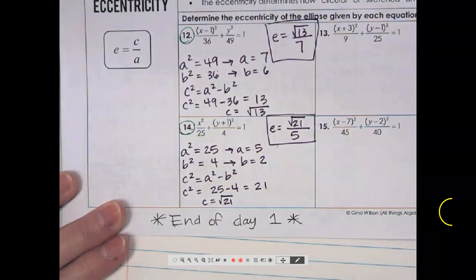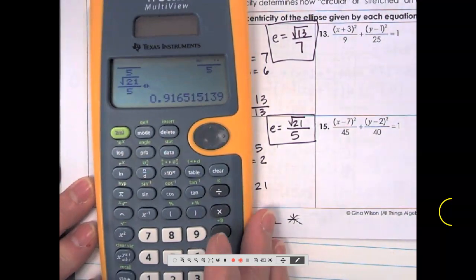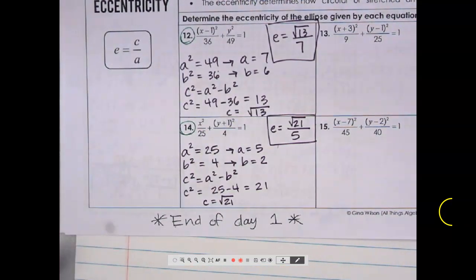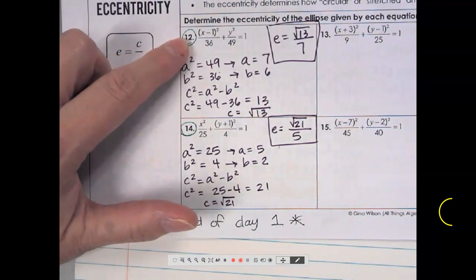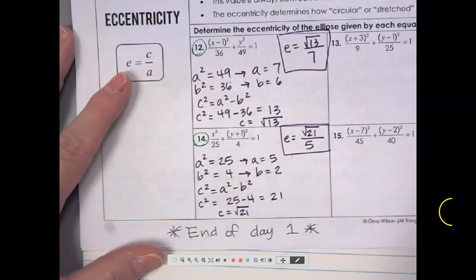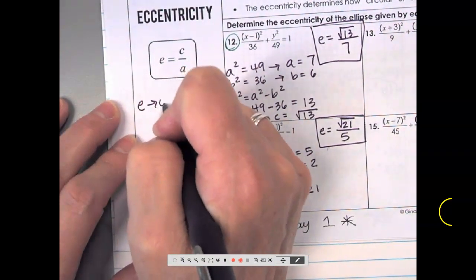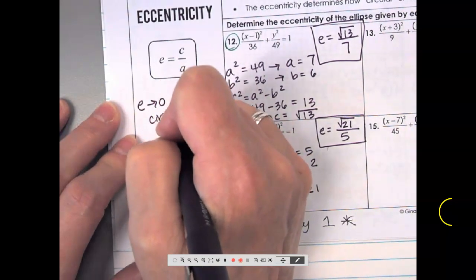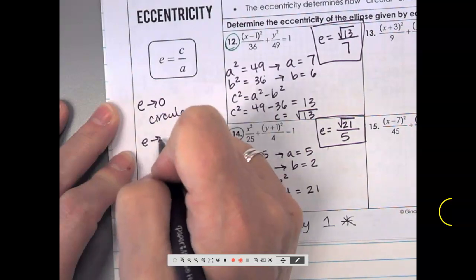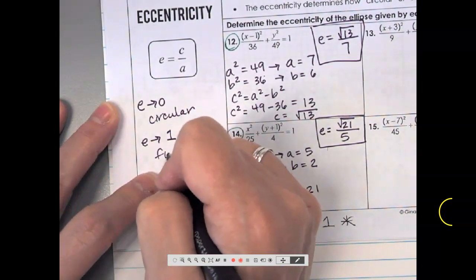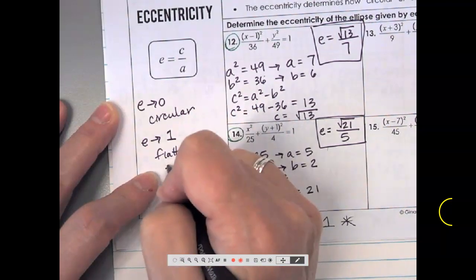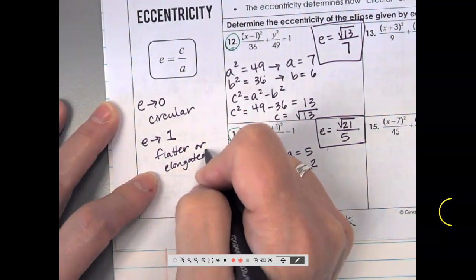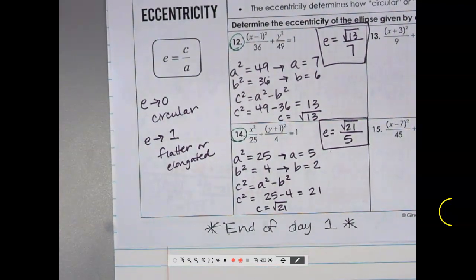This one, did anybody get a decimal? This one is like 0.9. So that means that this one is very squished, very narrow, compared to this one up here. So E closer to 0 is more circular, and E closer to 1 is flatter or elongated. So what if it's in the middle? Then it's just like a nice little rounded oval.